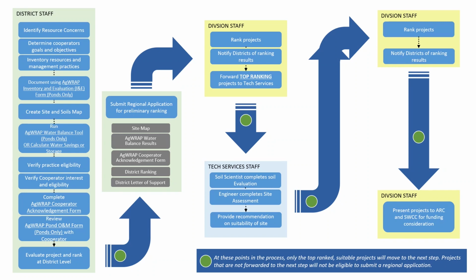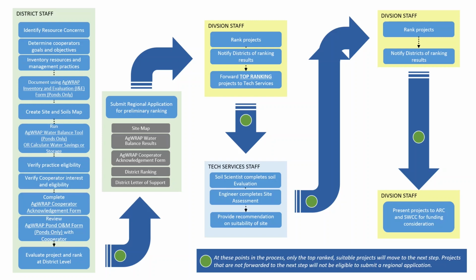Once the application is submitted, the division staff will perform a review and rank the applications. This first ranking will be based on an assessment of how well the BMP meets the cooperator's objectives and need. You can find the ranking sheets on the regional application webpage. District staff will be notified of the results of the preliminary ranking.